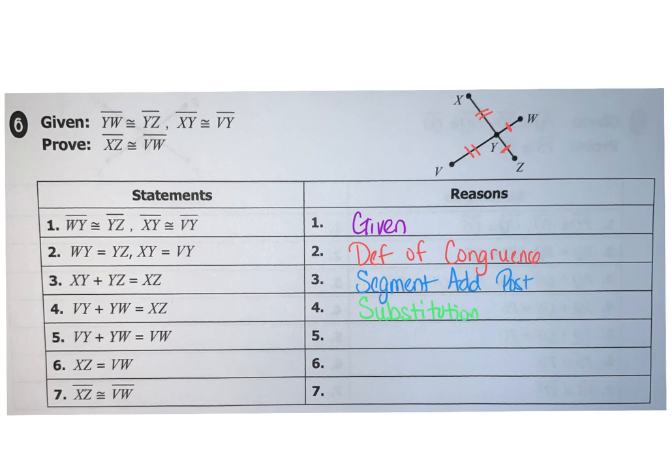Now they've told us that VY plus YW equals VW. How do we know that VY plus YW equals VW? The two pieces of the segment add up to the whole segment. Why do we know that? Segment addition postulate.